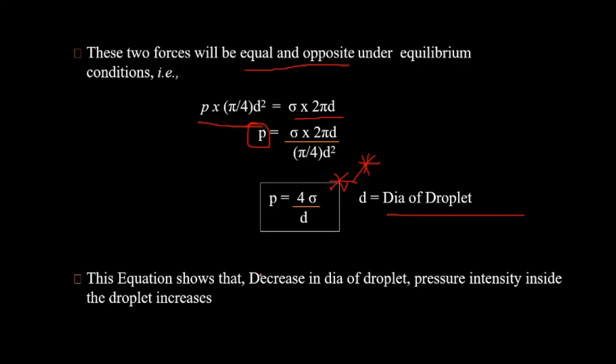So this equation shows the effect of a decrease in diameter of the droplet. See here, this p is inversely proportional to d. Inversely proportional means, as there is a decrease in diameter of the droplet, the pressure intensity inside the droplet increases. So if one decreases, the other increases. Okay, so it was about the pressure intensity inside the liquid droplet.